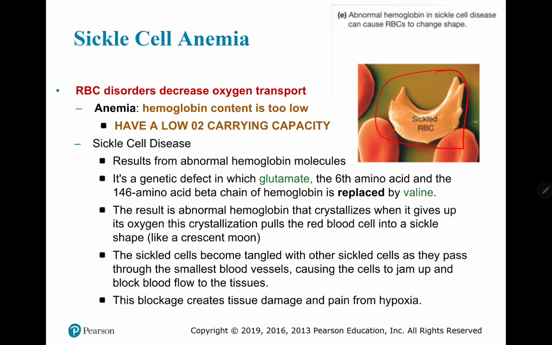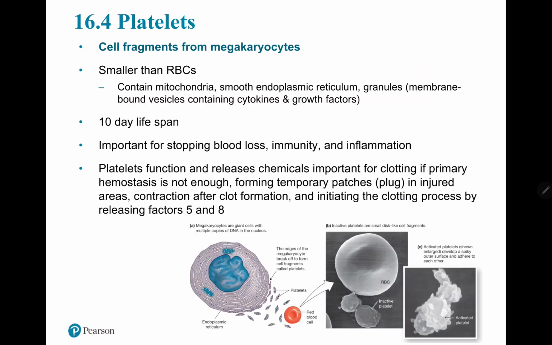That abnormal hemoglobin crystallizes when it gives up its oxygen, and that crystallization pulls the red blood cell into a sickled shape like a crescent moon. These sickled cells become tangled with other sickled cells as they pass through the smallest blood vessels like capillaries, and they jam up and block blood flow to the tissues. That blockage creates tissue death, tissue damage, and pain, from not receiving oxygen, from being hypoxic.